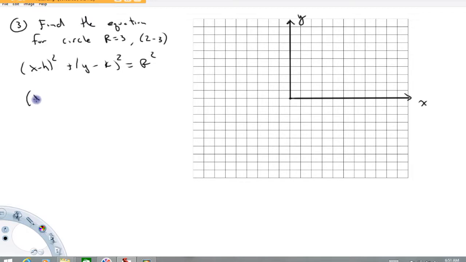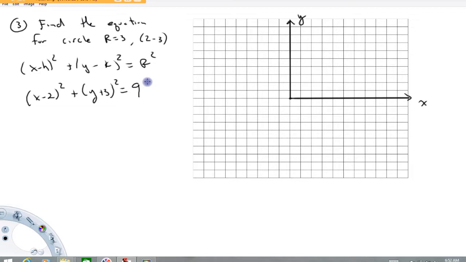So this can be written x minus 2 squared plus y minus a minus 3. That's going to be y plus 3 squared equals r squared. R being 3, and if you square that, 9. So there's the equation for this circle in standard form.